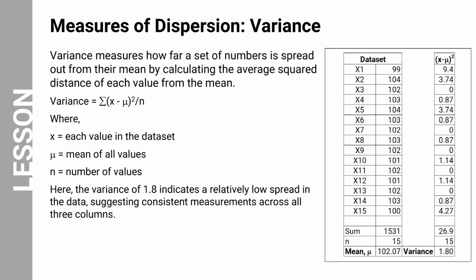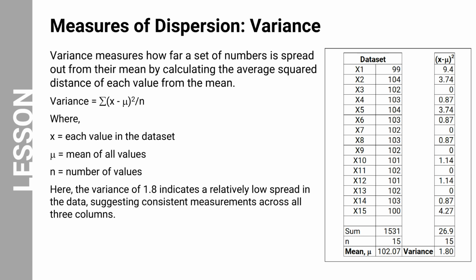Variance is a statistical measure that quantifies how spread out a data set is from its mean value, calculated by finding the average of squared deviations from the mean. Using our data set from the table, we first calculate the mean by summing all values and dividing by the total number of values, giving us 102.07. Then, for each value in our data set, we subtract this mean and square the difference.